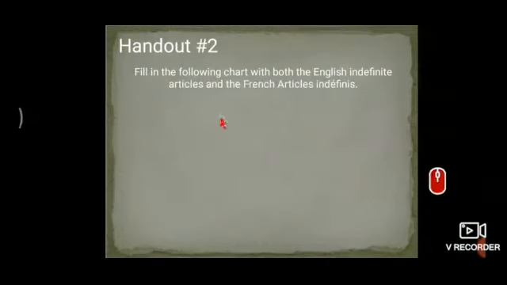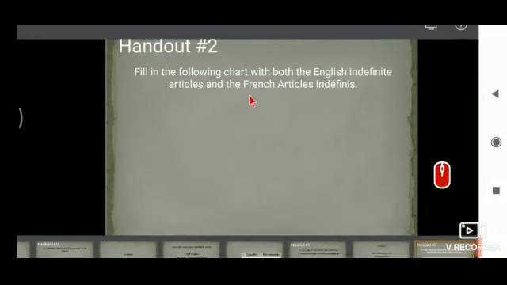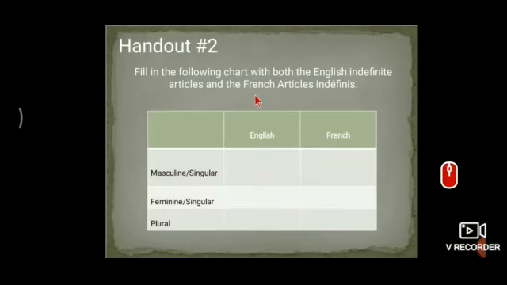Fill the following chart with both the English indefinite articles and French indefinite articles. So this is just for an example. This is a or an in English. In French, it is un for masculine, and the next one is une for feminine.